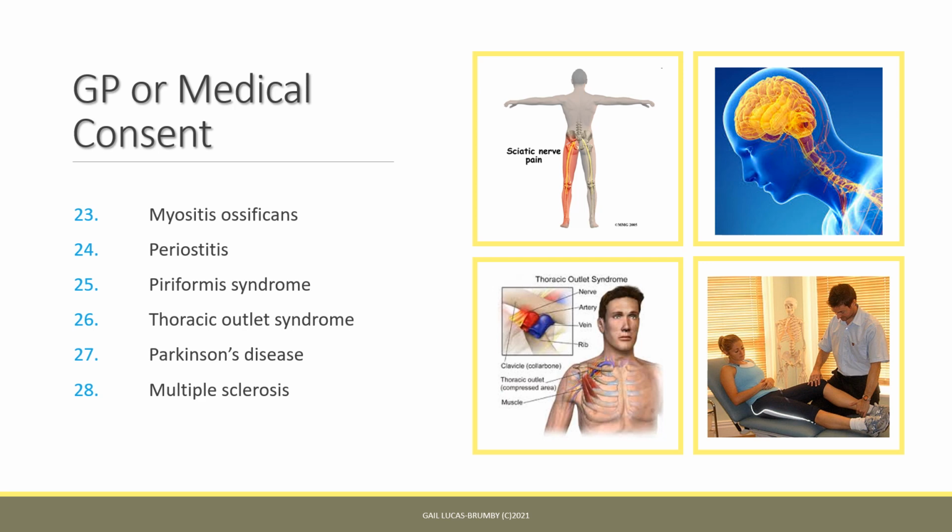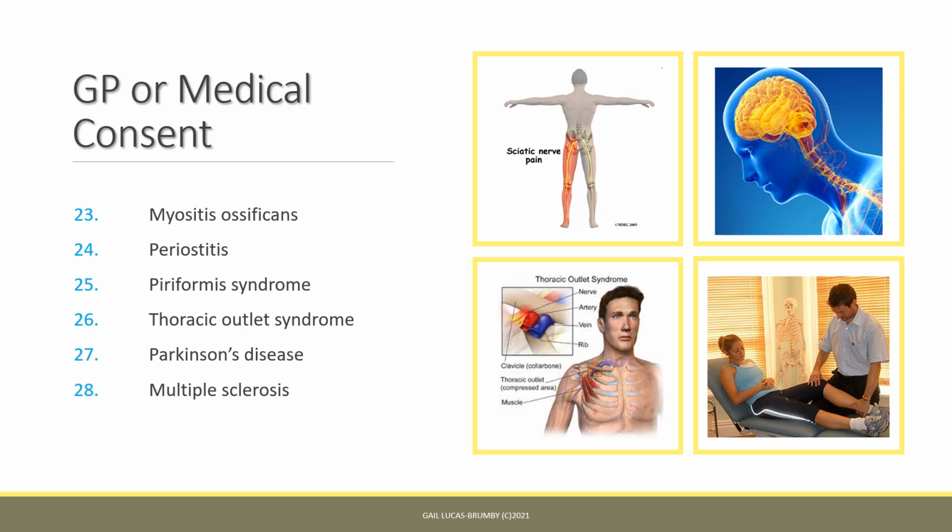Myositis ossificans is a condition where there's been damage to a muscle and bone forms in the muscle. This can often be in youngsters and children in the larger muscles of the arms and the legs. Periostitis is inflammation of the periosteum surrounding a bone. Piriformis syndrome is when the piriformis goes into spasm and presses on the sciatic nerve, causing pain to go down the back of the leg into the heel.